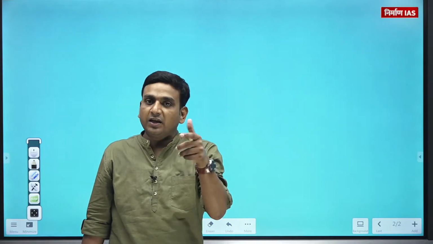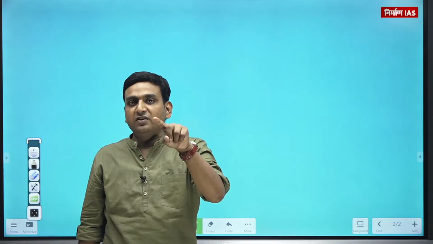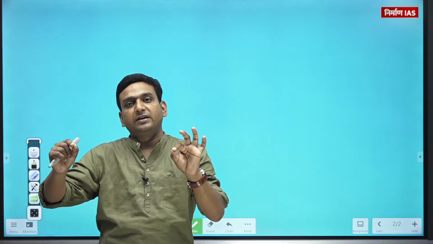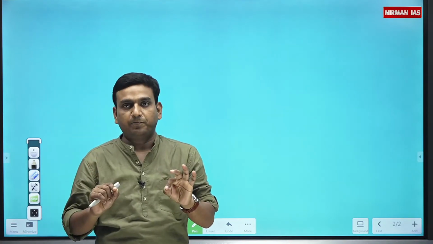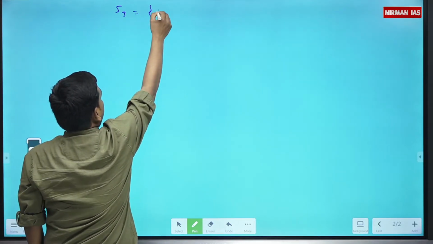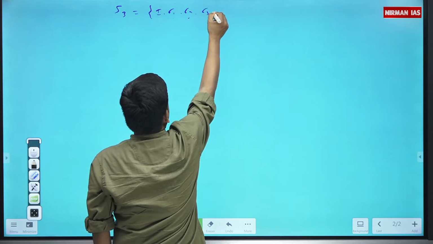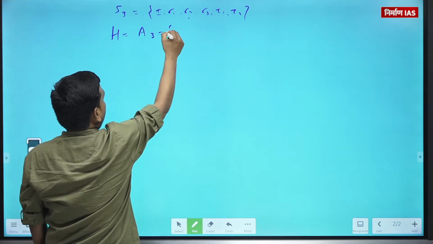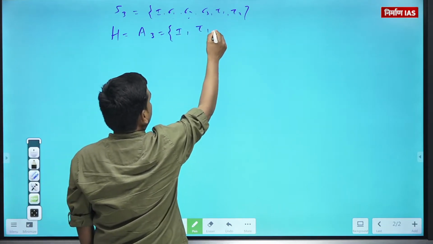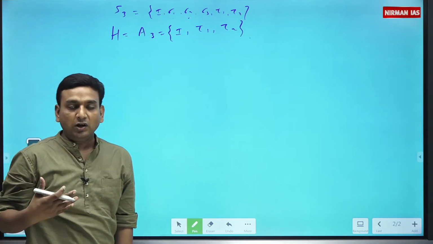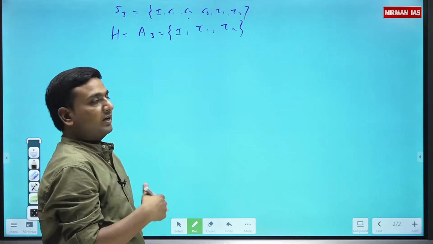Can there be a case where the left coset generated by some element A is the same as the right coset generated by that element A? Let's move. Let's take the same example. I'll consider I, sigma 1, sigma 2, sigma 3, tau 1, tau 2. Now let's take H as A3, the alternating group. Remember? Now I want to know what are those cosets of this H in S3.